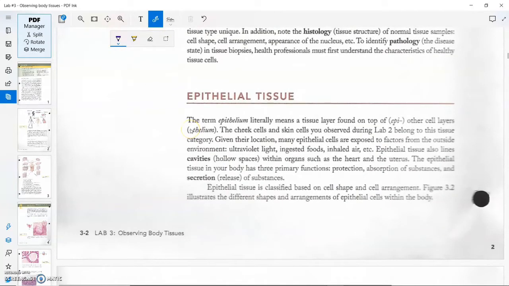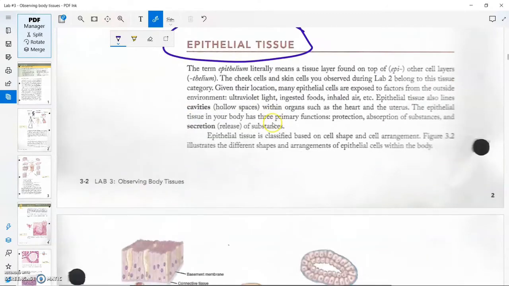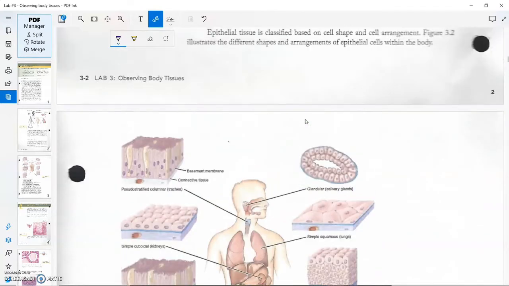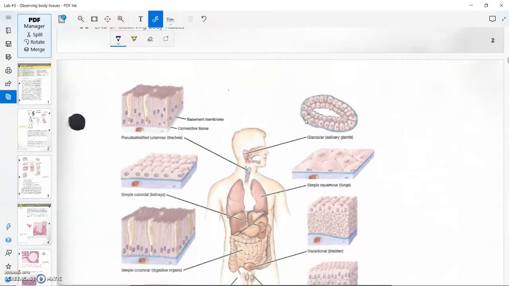So we're going to talk first about epithelial tissue. Epithelial is the barrier, okay? It's on top of something. So epithelial tissues lie in cavities, they provide the barrier, and they participate in the processes of absorption, protection against abrasion, and secretion of substances. Various glands are composed of epithelial tissue.